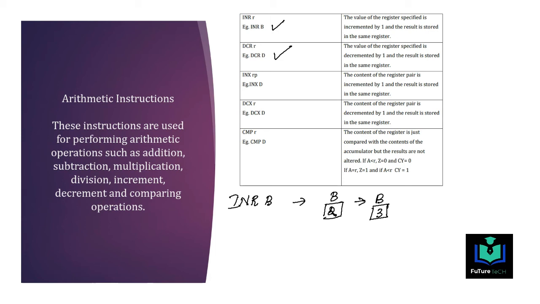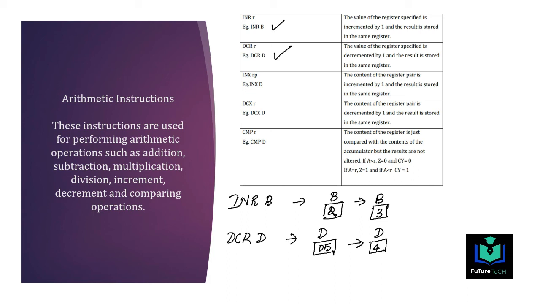Similarly, for the DCR decrement operation, before execution, if the value of D is 5, then after execution the value is decremented by 1. That means 5 minus 1 is 4.